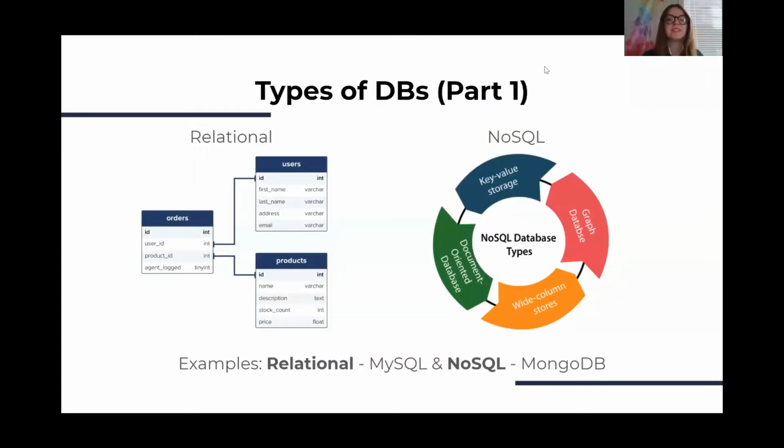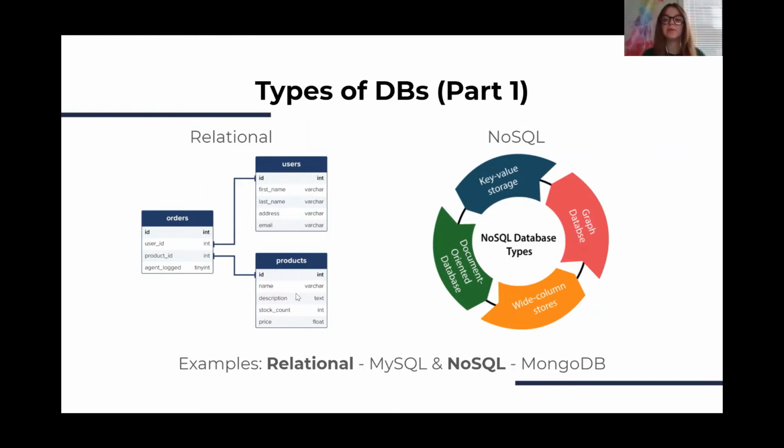So now let's talk about different types of databases. A relational database is the most common type of database that we'll use. Basically, it stores information as rows, which are tuples, and columns, which are attributes, into a relation, which is also a table. Right here you see you have orders, users, and products.